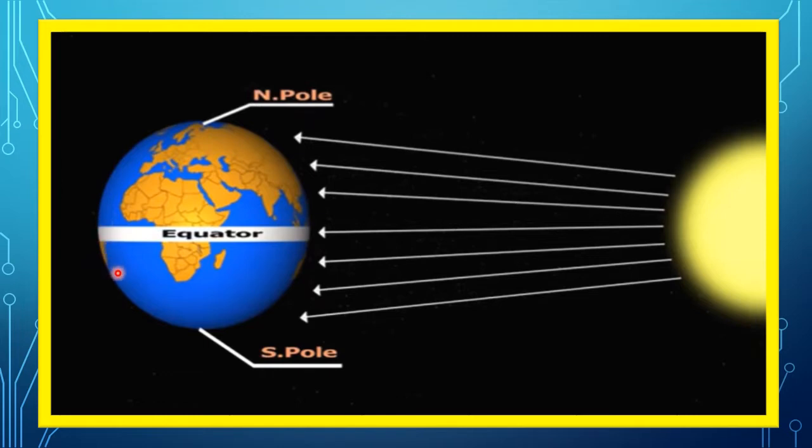So you can see the direct rays of the sun are falling on the equator. So this area gets heated up. Okay, it's very hot. Whereas you see, as we move away from the equator, they are getting slanting rays of the sun. So this is the unequal heating of our earth's surface due to the rotation and the spherical shape of our earth.